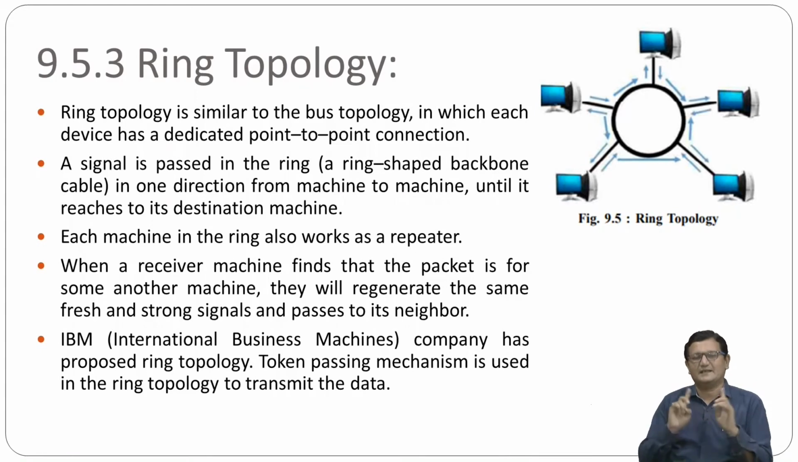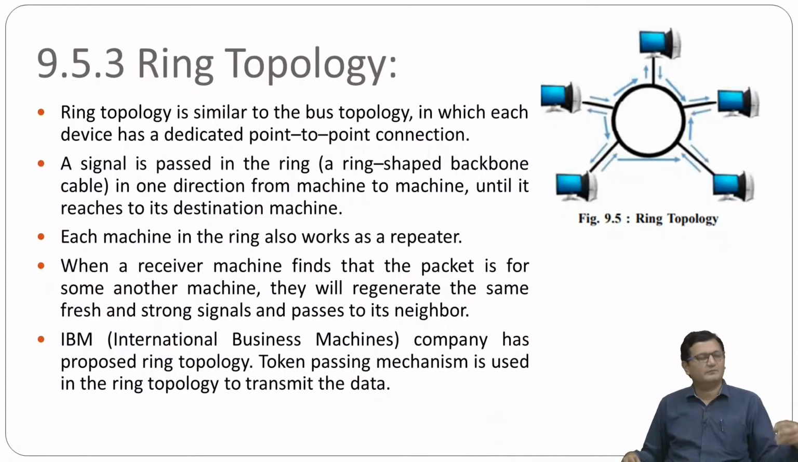So ring is nothing, it is made from a wire, right. So it's a cable, coaxial cable in a ring shape, and all the other stations are connected with that ring. The data will be passed in one direction only. Each machine in the ring also works as a repeater. So let's suppose if I want to pass the data, I will pass the data to my nearby station. The nearby station will act as a repeater.